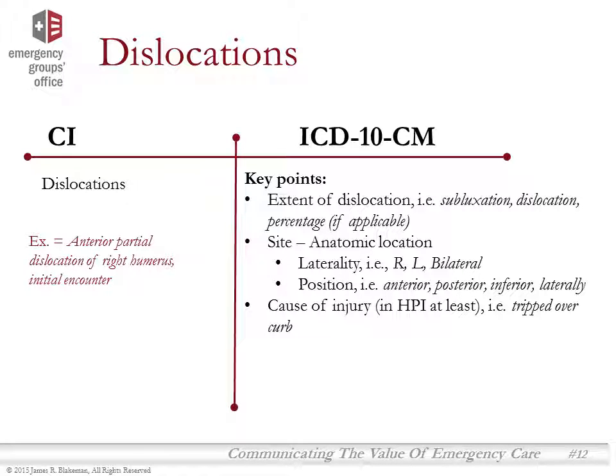To assign a dislocation code in ICD-10 to the highest level of specificity, be sure to include the extent of dislocation and position when appropriate. For example, an anterior partial dislocation of right humerus would be coded as S43.011A, with the A added to reflect the initial encounter.